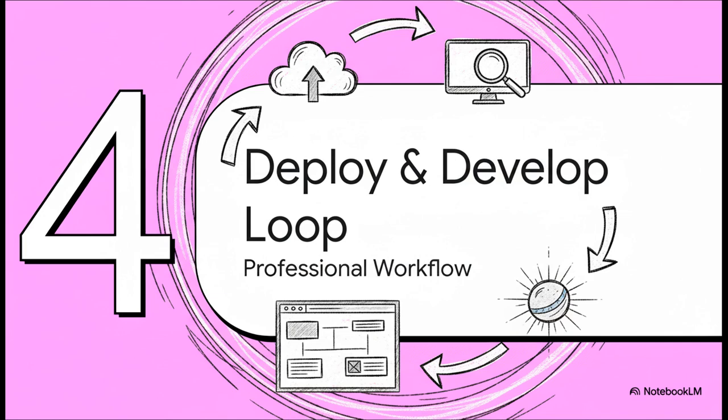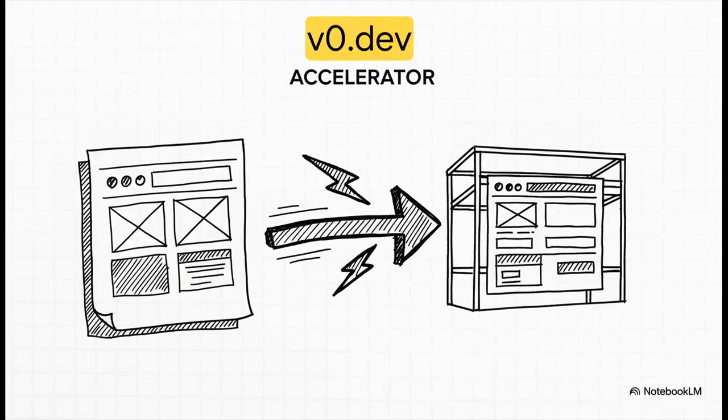This is what I call the deploy and develop loop. And honestly, this is where the real magic of modern web development happens. It's this perfect blend of safe local testing and powerful cloud deployment. So you kick things off with v0.dev, which is just a massive time saver. You basically feed it your little prototype and your requirements, and boom, it spits out a functional web app scaffold for you. It's kind of like having a junior dev build all the boring boilerplate code so you can jump straight to the fun stuff.